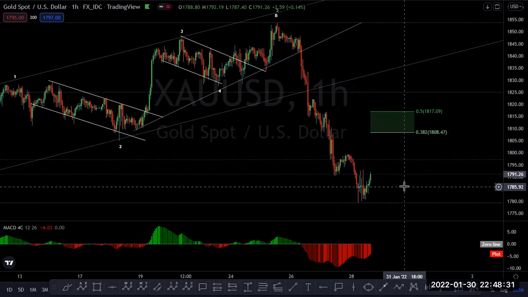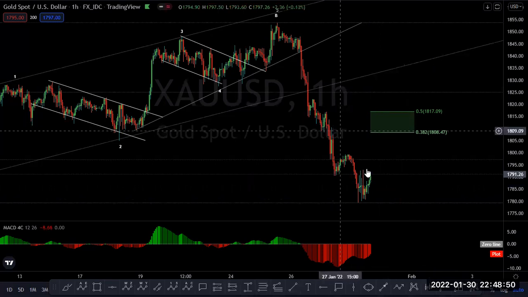What am I trying to say? If you have a sell position, close it. If you want to sell, wait. If you want to buy, wait. Because before you trade a correction, you make sure it is wave C, but not in this type of situation.